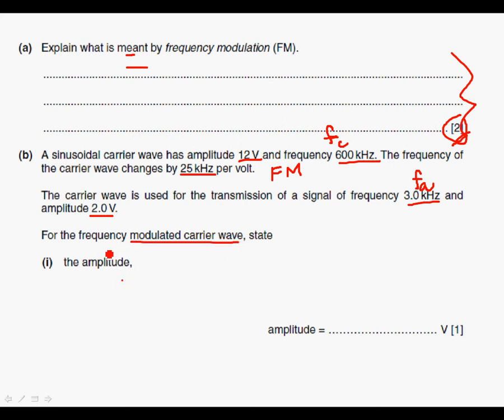It is a frequency modulated carrier wave. The amplitude of the carrier wave should be the same. So the answer is still 2 volts. The amplitude of the carrier wave is kept constant in FM.